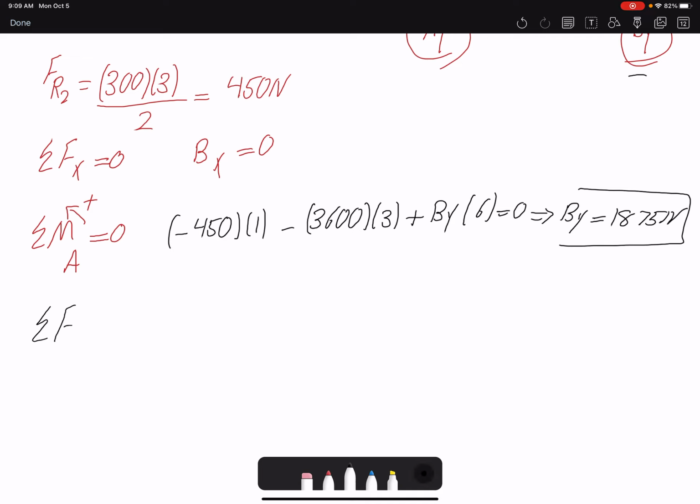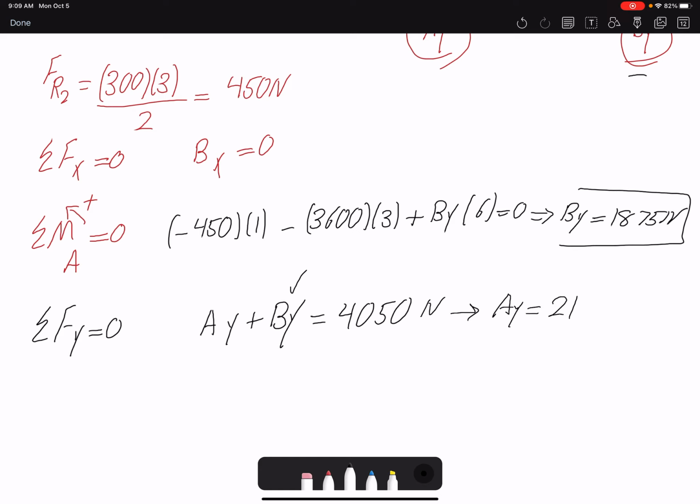So summation of forces in Y equals 0. Let's see what forces we have. We have AY plus BY, and then all the other forces. I have 450 and 3600. So that would be 4050 Newton. I found BY here, so the only unknown would be AY. That would be 2175 Newton. So 3 equations, 3 unknowns.